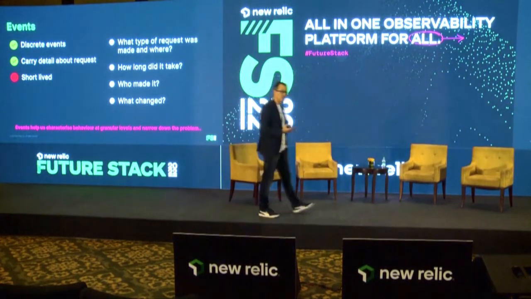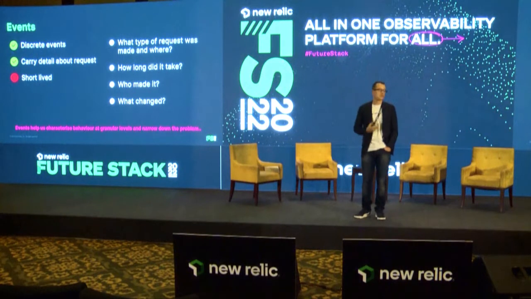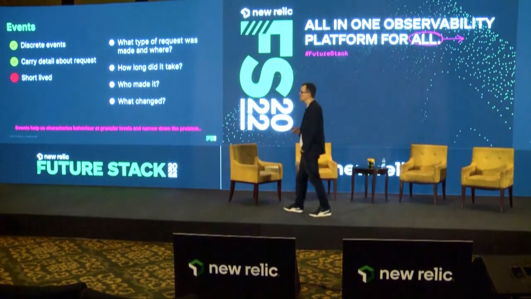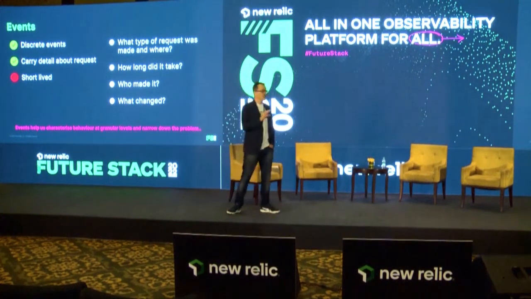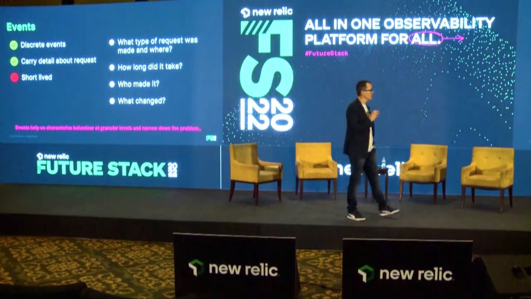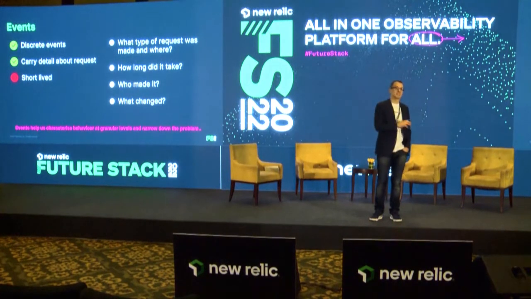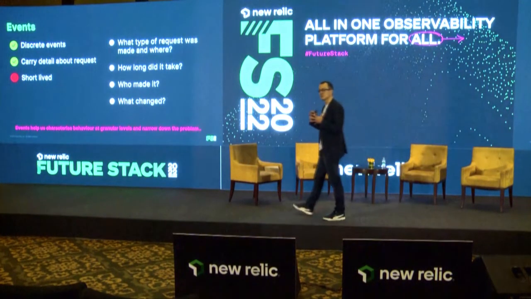The downside to events is they're short-lived. We keep them within New Relic for 8 days because they consume a lot of storage. So we don't use them for things like trending. And so the takeaway here is events help us characterize behavior at granular levels and narrow down the problem. And the key point there is granular. Metrics we said was broad. Events make things granular.